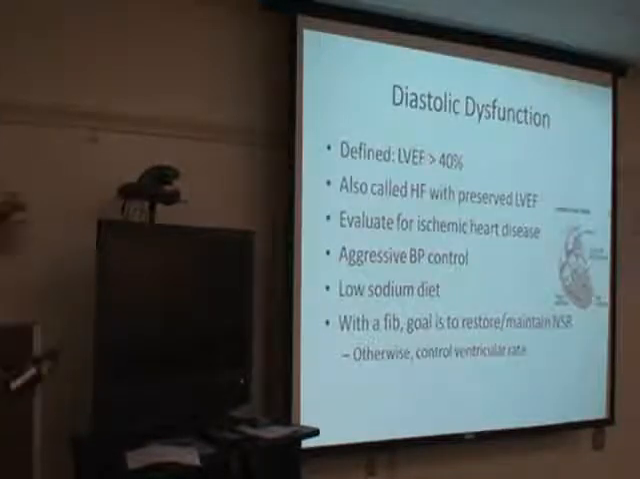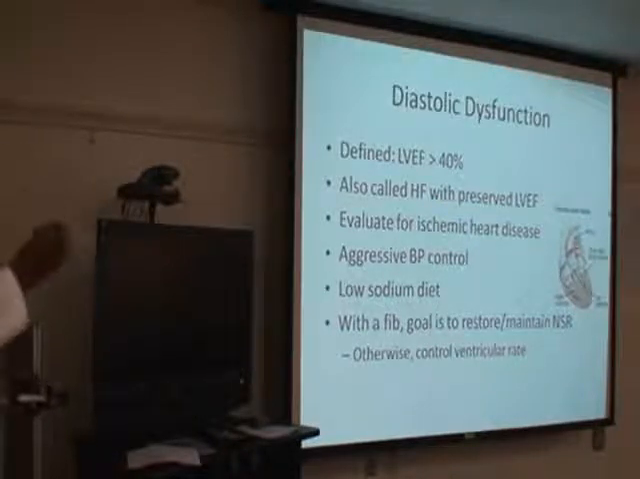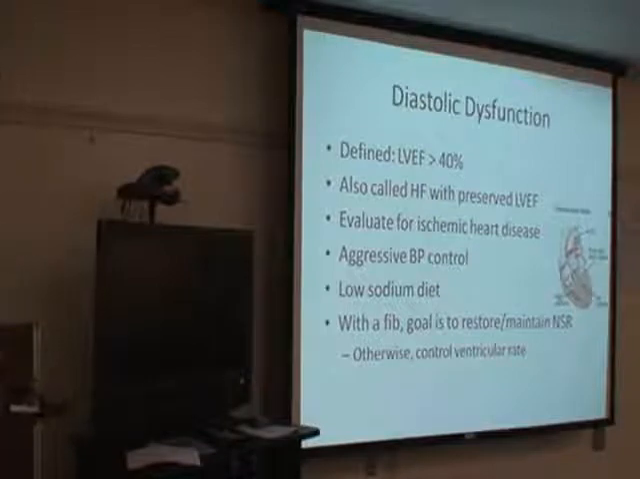I'm going to touch a little bit on diastolic dysfunction. As I mentioned before, diastolic dysfunction is a preserved ejection fraction. Some places you see 40% as being the cutoff, some places it's 50%. But it's patients who have a preserved ejection fraction. So it's also called heart failure with a preserved ejection fraction.